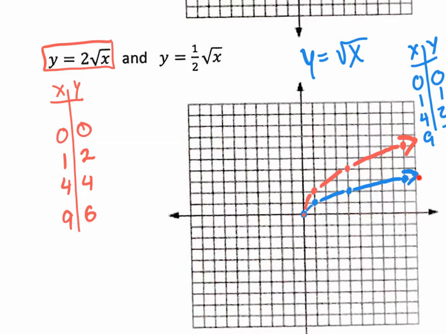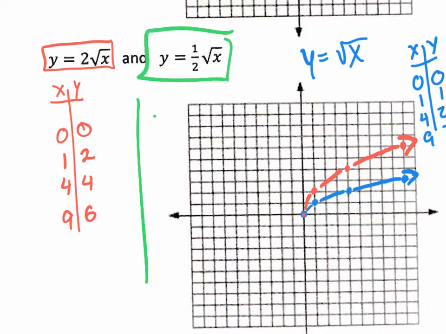So all of these original blue dots got stretched vertically. From here, it got stretched to there. From here, it got stretched to there. From here, it got stretched to there. But let's take a look at this other one, and let's graph this one in green, ignoring h and k. And again, you just plug in nice perfect square numbers like 0. You could do the square root of 0. That's 0. And 0 times 1/2 is still 0.